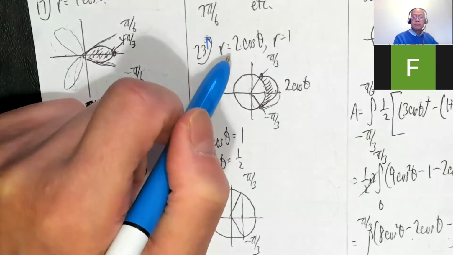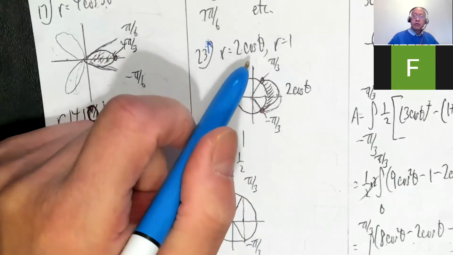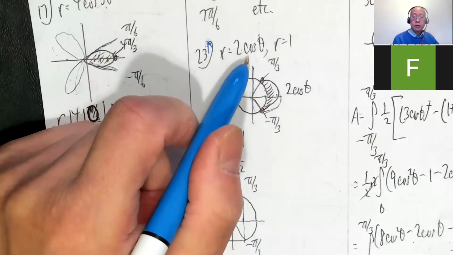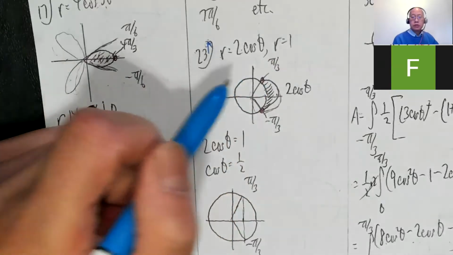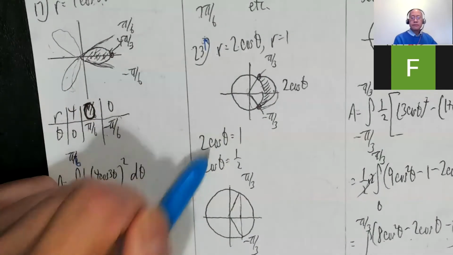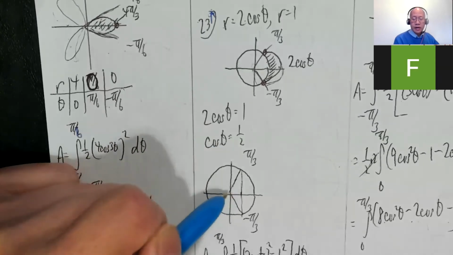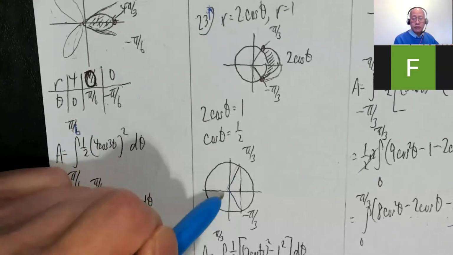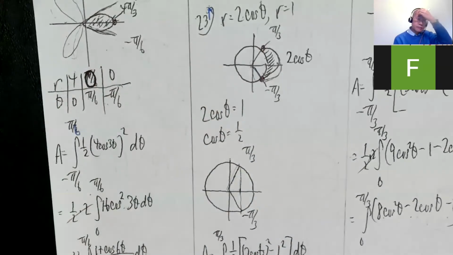Okay, how do I do this one? Okay, so first I need to find out where the two graphs touch. We did that in Calc 1, did we not? Okay, so where do the graphs touch? Set them equal. So 2 cosine theta equals 1. Cosine theta is 1/2, i.e. x coordinate is 1/2. That gives me 60 degrees or pi over 3 and negative pi over 3. So they touch here and here.